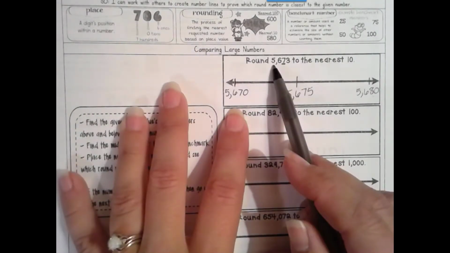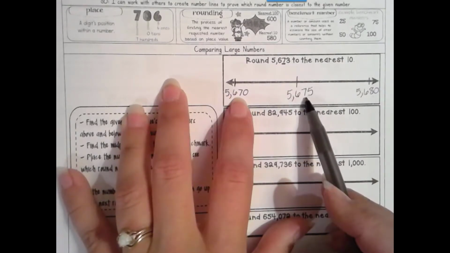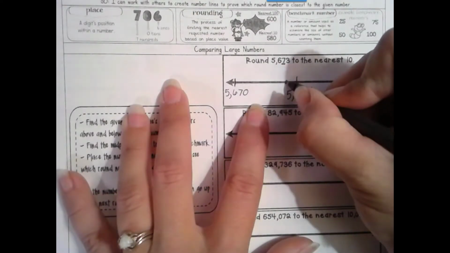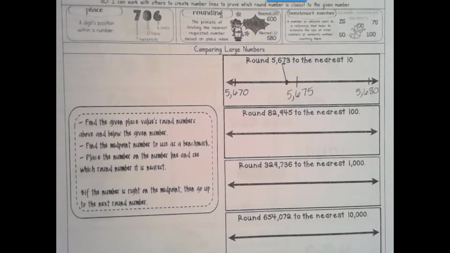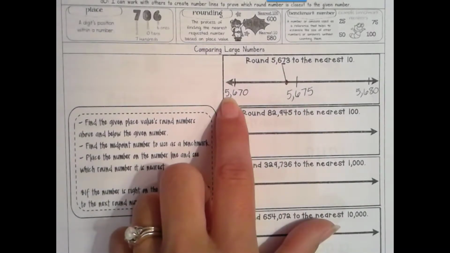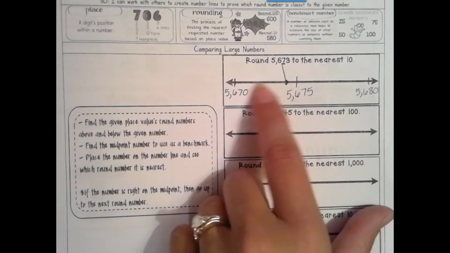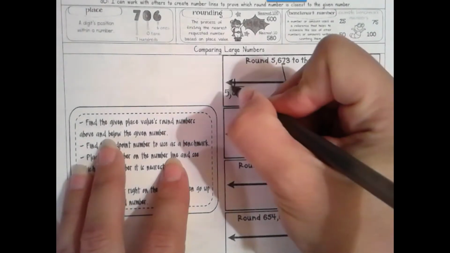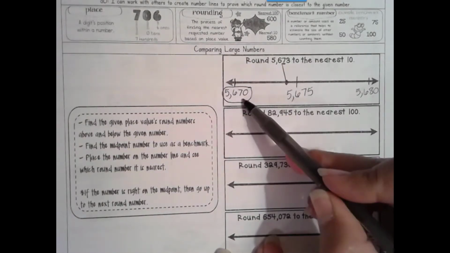Well, let's see. 5,673 is between this 70 and 75. So it'd be somewhere about here that the number would be. Well, which side is it closer to? Is it closer to 5,670 or is it closer to 5,680? Well, it's definitely closer to 5,670. That is the nearest 10. It's only 3 away from this one. It's 7 away from this one.